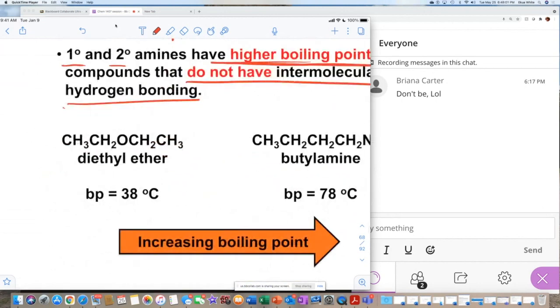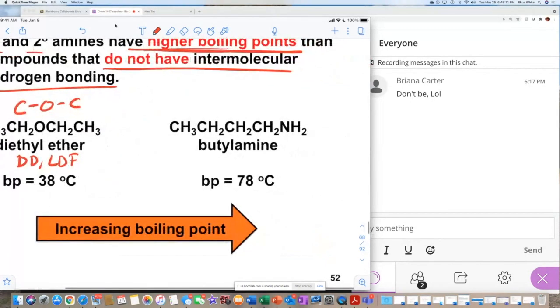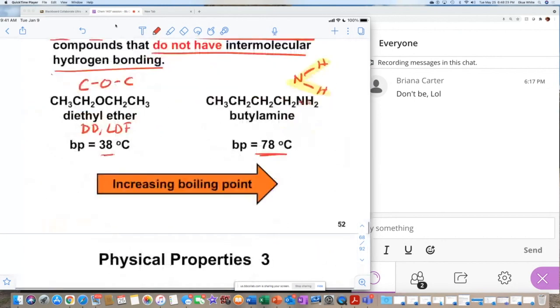Example here with ether. Remember, ether has a C-O-C bond, but not an O-H bond. So this one here has dipole-dipole and London dispersion forces. But the amine has two sites. This one here has two sites for hydrogen bonding, one over there, one over there. So with two sites, of course, its boiling point is almost double this one's, right? It's higher, and almost double.